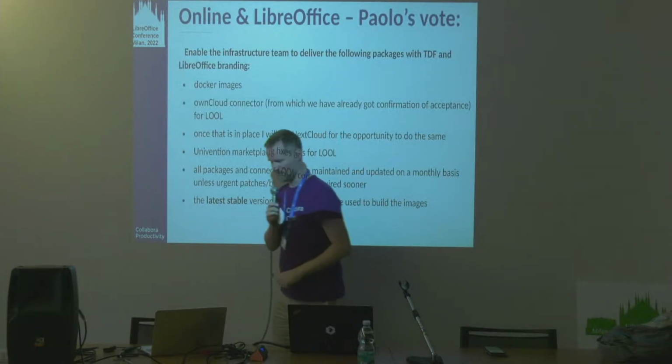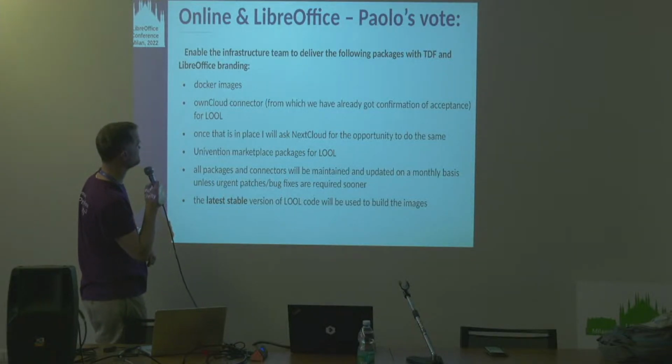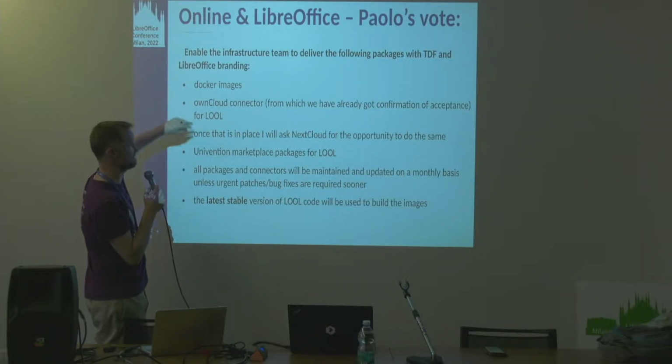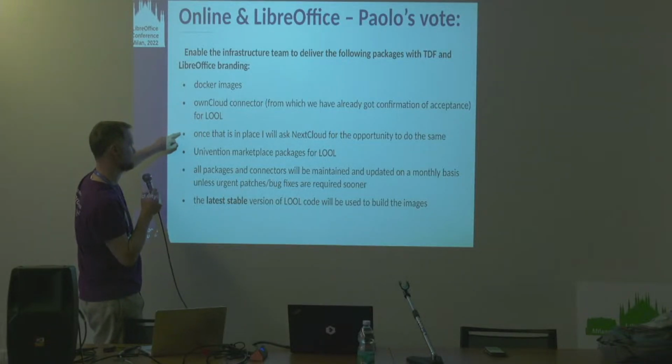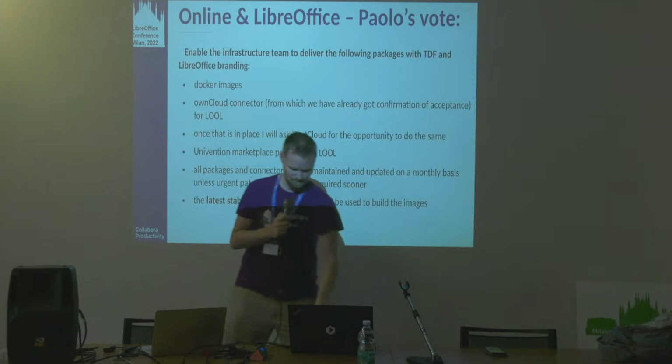So then we look at the vote as proposed, and this is just a copy and paste of what was proposed. So this was the vote, 72 hours notice plus, I'm sure. Enable the infrastructure team to deliver the following packages with TDF and LibreOffice branding. Docker images, ownCloud connector, so a branded version of that. Of course, this was written by Collabora and ownCloud, but rebranding that and providing that with the LibreOffice brand. Asking Nextcloud the opportunity to do the same, putting it in the Univention marketplace, maintaining and updating these on a monthly basis, the latest stable version there for free.